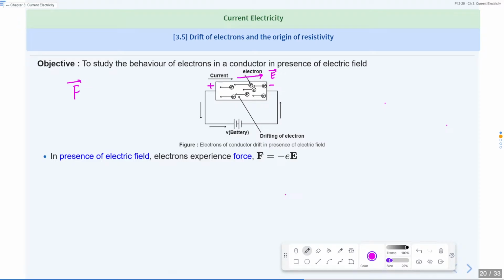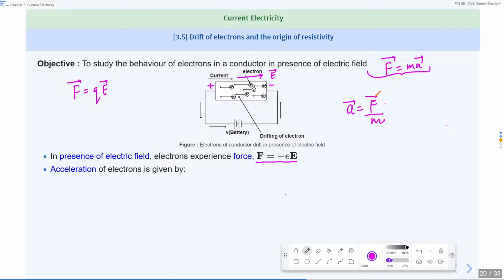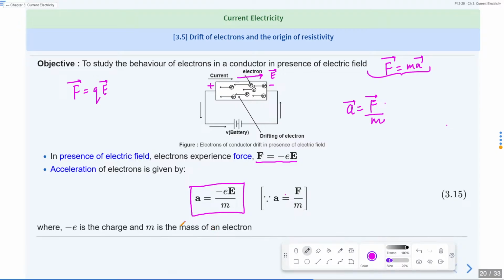तो electric field की presence में कितना force experience करेंगे? We know that what is force, that is Q into electric field. So charge on electron is minus E. So that is the force experienced by the electron. And what is the acceleration of electrons? So we know the force. What is acceleration? That is force divided by mass, because force is mass into acceleration. So acceleration is force divided by mass of electron. So that is the acceleration of electron in the opposite direction of electric field. Okay, minus E is the charge and m is the mass of the electron.